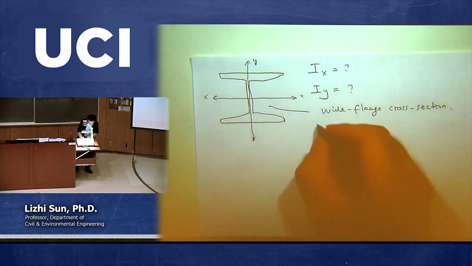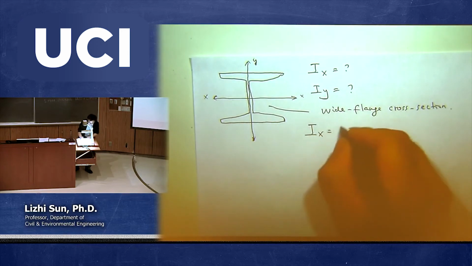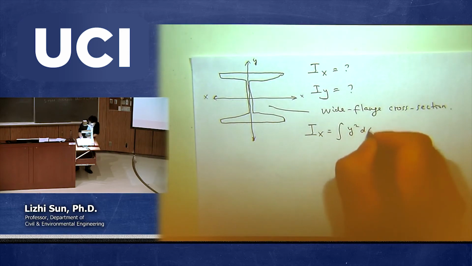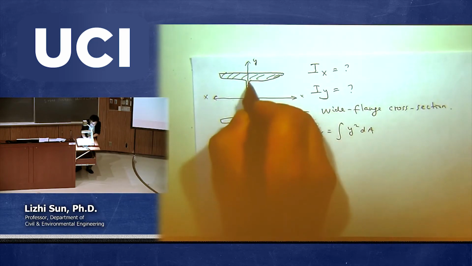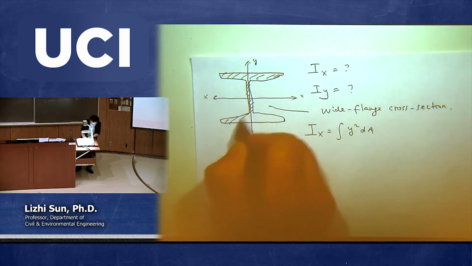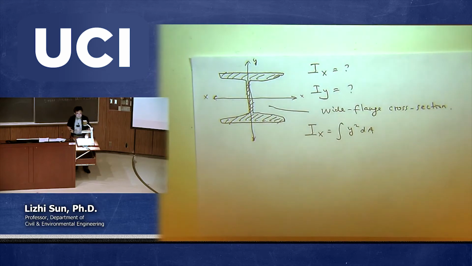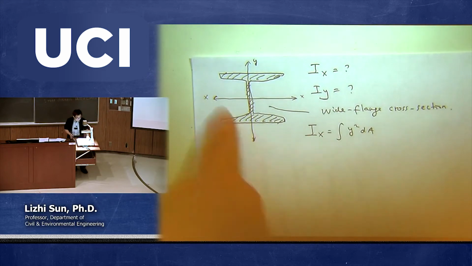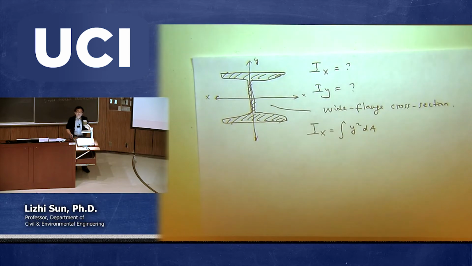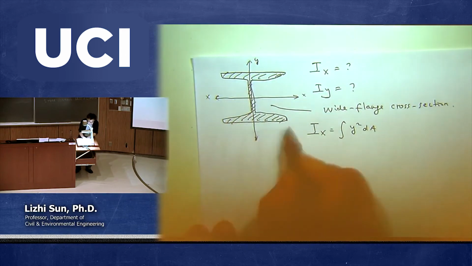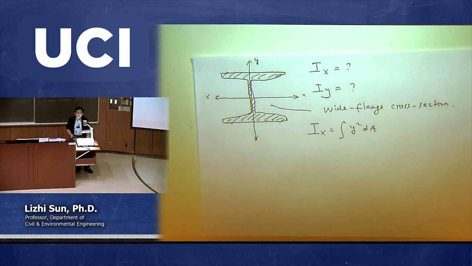So the question is, what is Ix first? Of course, by definition, this is this. And then A is here. This is the A. Okay? So obviously, nobody can figure out if you really want to do integration just based on this. But we know there's a superposition method. So we can split this whole A into a few pieces.